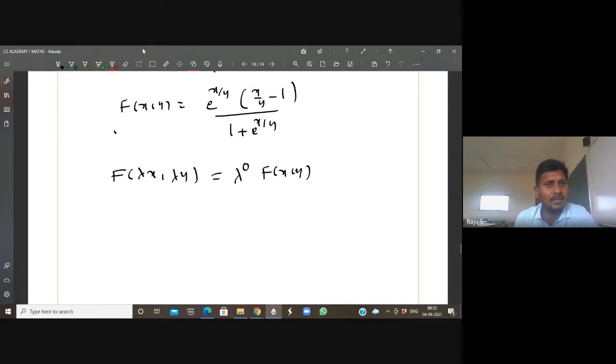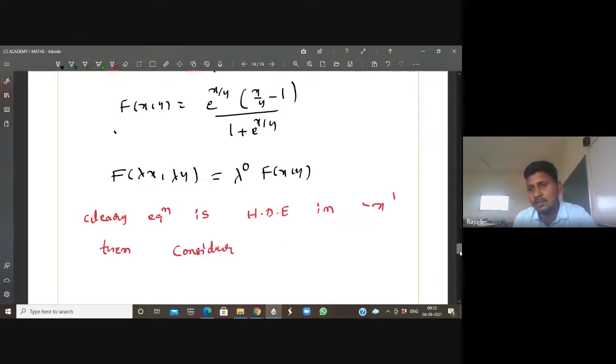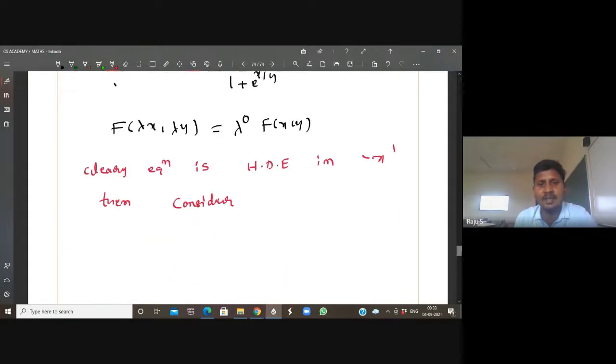Now you have to write clearly: the given function is homogeneous. After that, what shall we do? Clearly equation 1 is a homogeneous differential equation in which variable? In x. Then consider, what shall we substitute, students, here? X by y is there. Same, that x by y is equal to, we can take as v, which implies x is equal to vy.